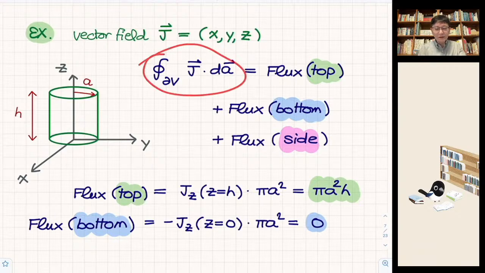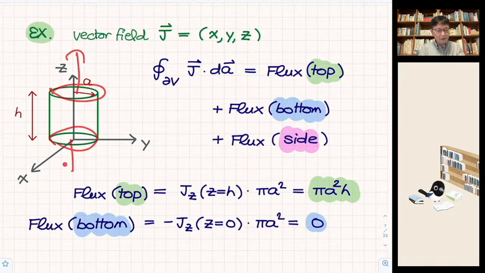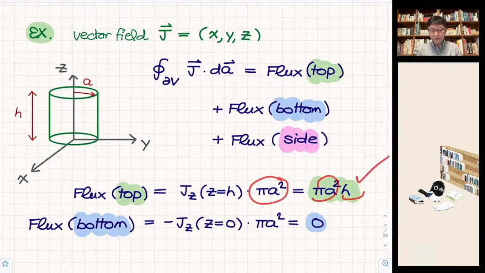For the surface integral, the flux can be separated into the flux through the top, the flux through the bottom, and the flux through the side surface. Three parts. Okay, so let's calculate the top one first. The flux through the top is really just Jz at z equal to h, at this height, times the area. The area is pi a squared, and the Jz at z equal to h is just h. So it's very simple. It's pi a squared times h. So the flux through the top is done.